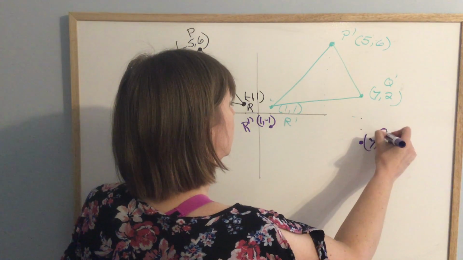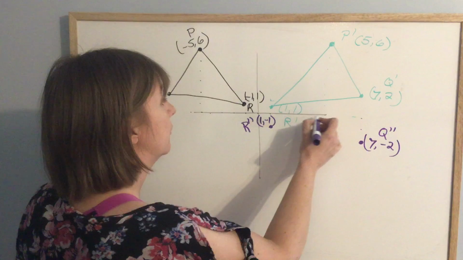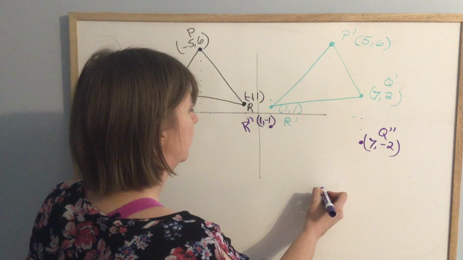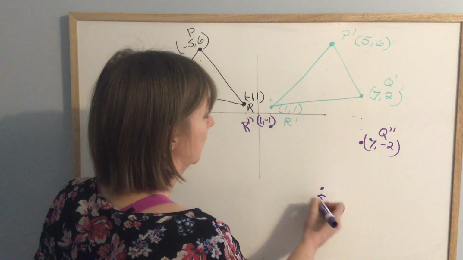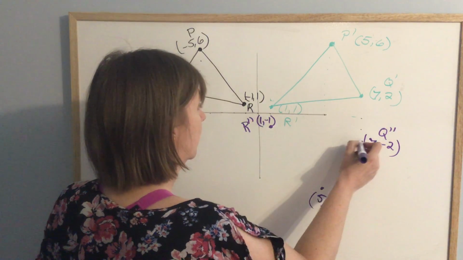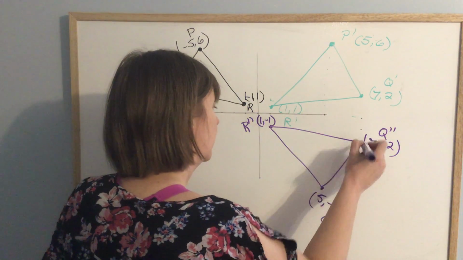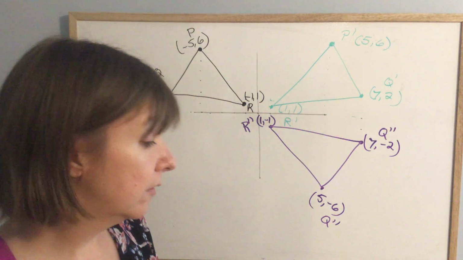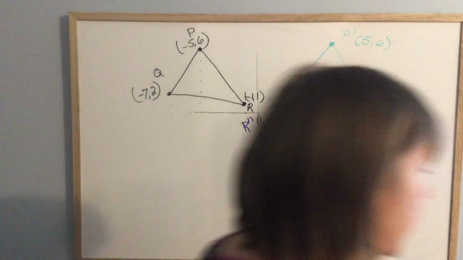So that is Q prime prime, and 5 and -6. All right. So that is number 25. 28.